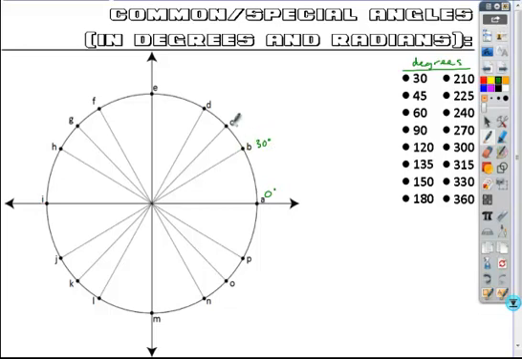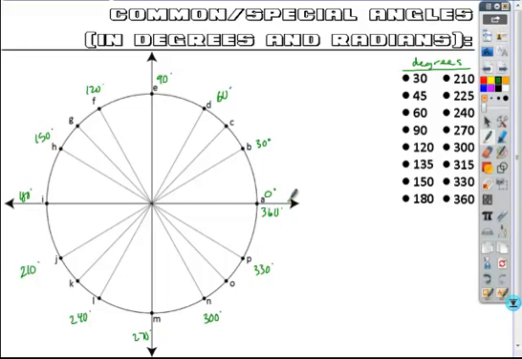If I go every 30 degrees, then D would be the next 30 degrees. E would be the next 30. F the next 30. H the next 30. I the next 30. J the next 30. L the next 30. M the next 30. N the next 30. P the next 30. And then the final 30 would be 360, back to that full rotation. It has the same initial and terminal side, but it's one full rotation.